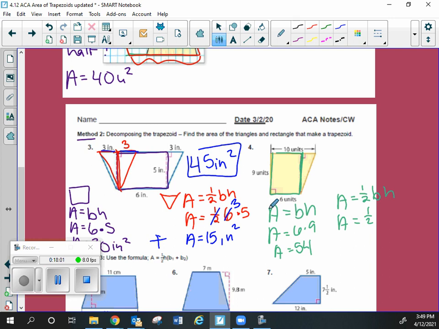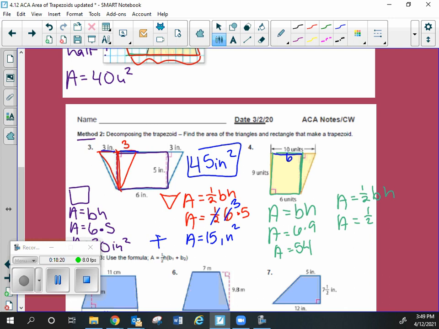Now 3. Okay, so let me translate that a little bit. This 6 is the same thing as that 6. If the whole thing is 10 and this chunk is 6, what's left to make up that 10? 4. Okay, a lot of people were saying 3. It is 4. A little bit off.